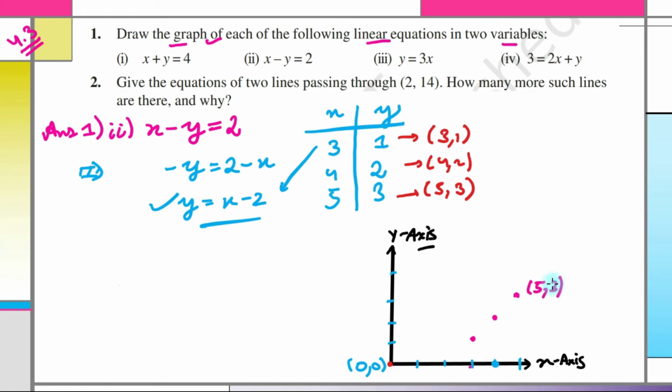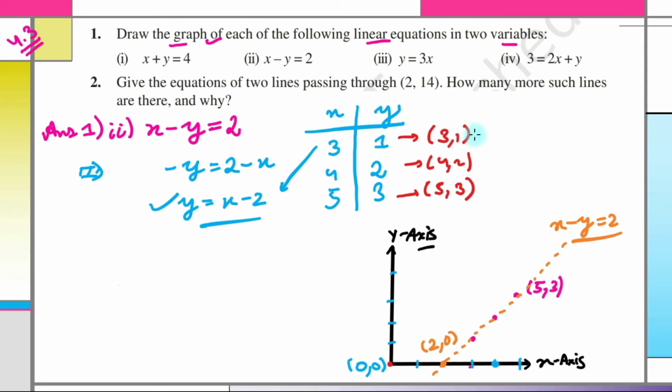So similarly, this would be the graph of x minus y equals 2. This is going to pass through this point also, which is nothing but (2, 0). So if we pass through (2, 0) also, this is the graph of x minus y equals 2. Okay, my friends, so now let's proceed with the next question.